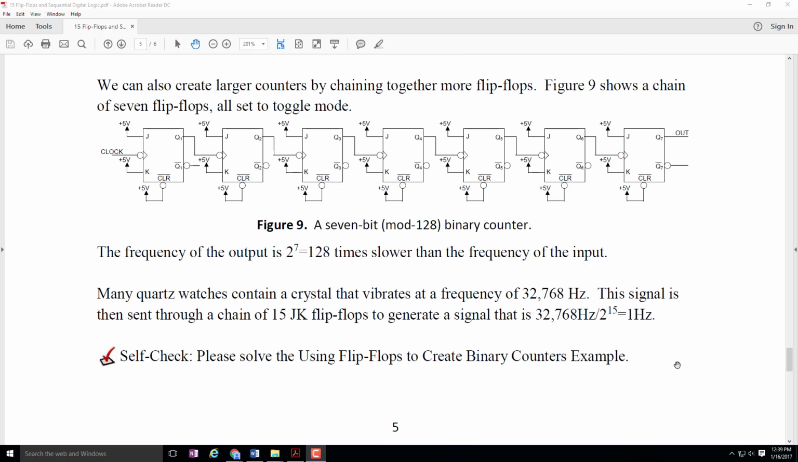So that wraps up today's new information. You have one more self-check example here of using flip-flops to create binary counters, and then I think you'll be ready to come to class.